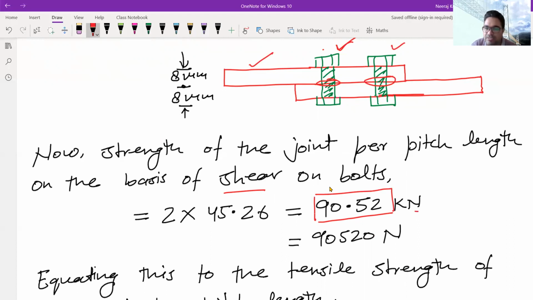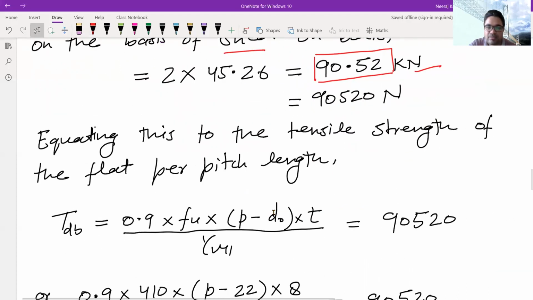Now we will equate this strength with the net tensile strength of the plate, basically to calculate the value of P. So we have seen this in the previous numerical that the net tensile strength, that is TDB, the formula for the same will be this one, 0.9 into FU into AN. AN was the net area. So AN is P minus D naught into T. So here you can see P is there, and we are supposed to calculate this P. So what we have done is we have equated this value with the shear strength, basically to find out the value of P.